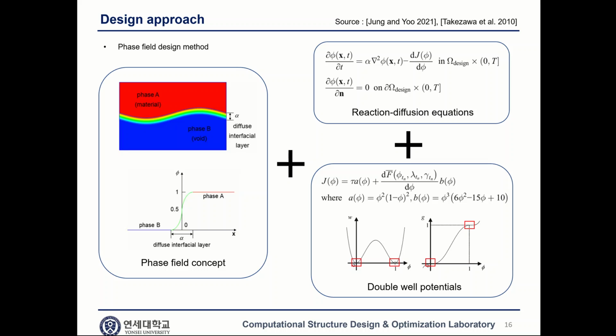The phase field design method is similar to the density-based topology optimization method, and it takes the advantage of shape optimization by combining the reaction diffusion equations and the double well potentials. The reaction diffusion equations are the update scheme for design variables, which allow the topological changes. However, by introducing the double well potentials, the design sensitivity values become 0 where the design variable value is 0 or 1. Therefore, the topological change is partially limited.